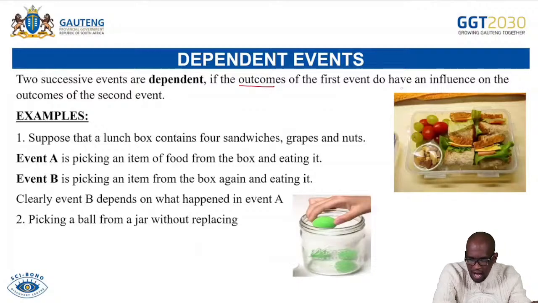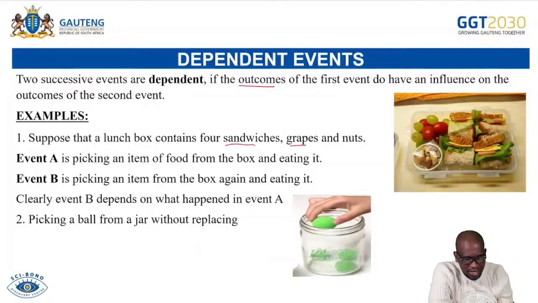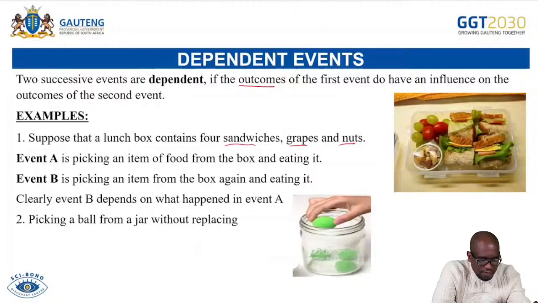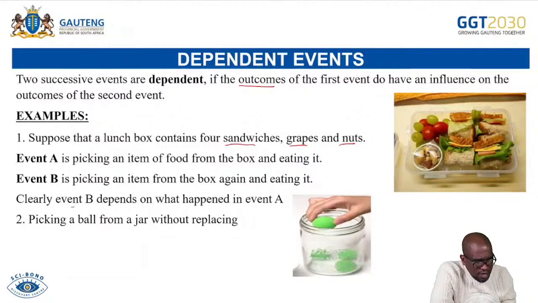Let's take an example. I have a very nice lunchbox there. I hope you are not hungry, because you'll want to have some food items from my lunchbox. It contains sandwiches, grapes, and nuts. So event A is picking a food item and eating it. Event B is picking another food item and eating it. Clearly, event B depends on what happened in event A.